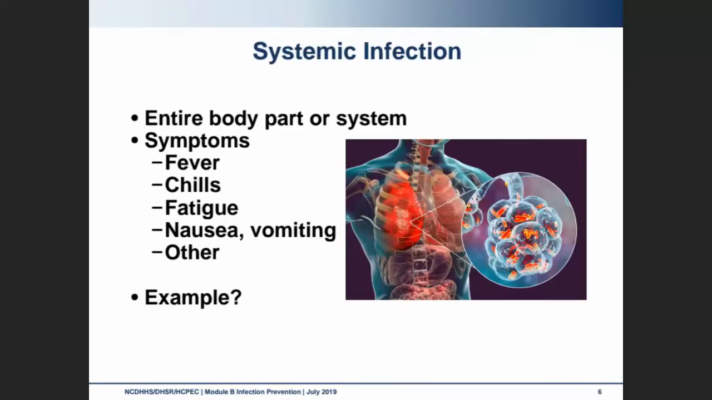A systemic infection, on the other hand, is something that affects the entire body or an entire body system. When we have a systemic infection, we might see things like fever, chills, fatigue, nausea or vomiting, sometimes confusion even. And again, this can be related to the entire body or body system. Some examples, a respiratory infection. It affects our whole respiratory system.